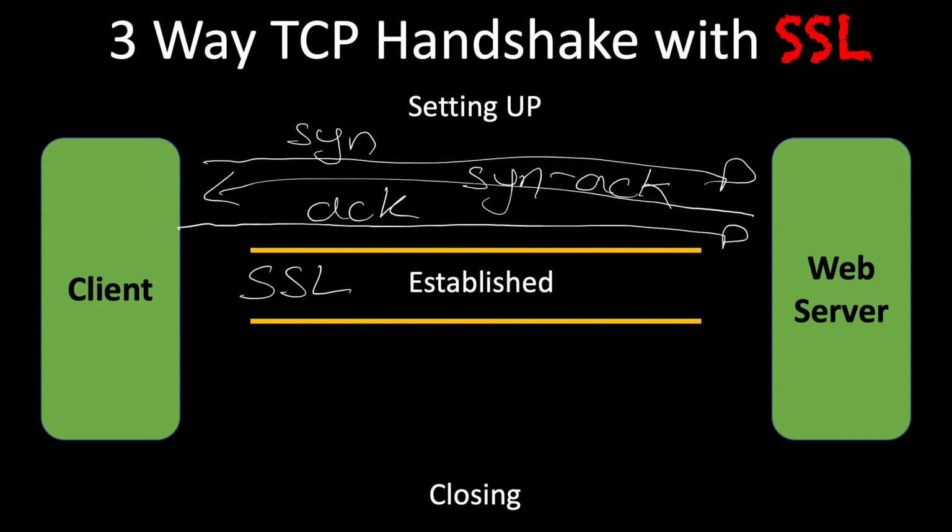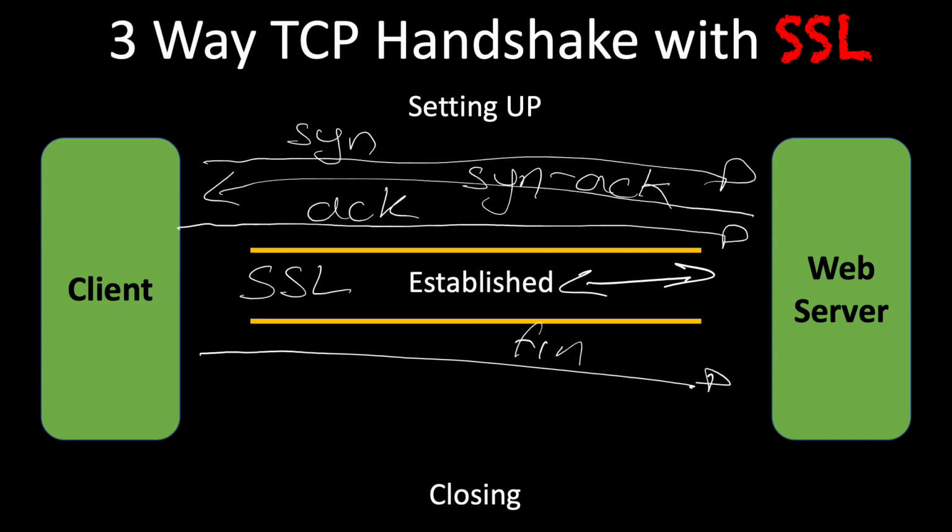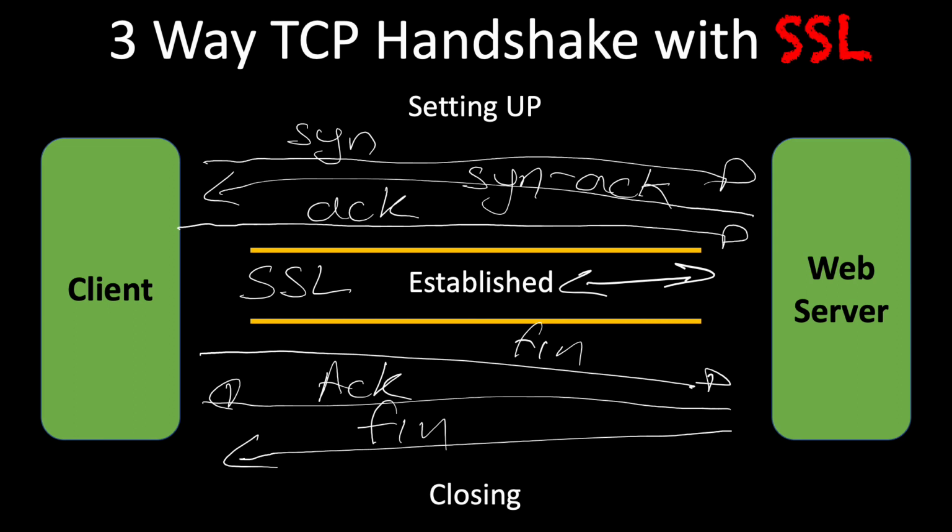Now, in the established part, that's where we actually see our data go back and forth. That's when we're exchanging our data. When we want to close the connection, the client is going to send a FIN. The web server responds with an ACK, and then the web server sends a FIN, and then the client responds back with an ACK. Okay, and then the connection is closed. So just remember that the client sends the FIN, and also the web server sends the FIN. So it's actually closing the connection in both directions.